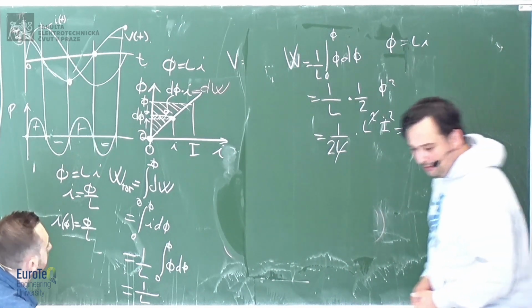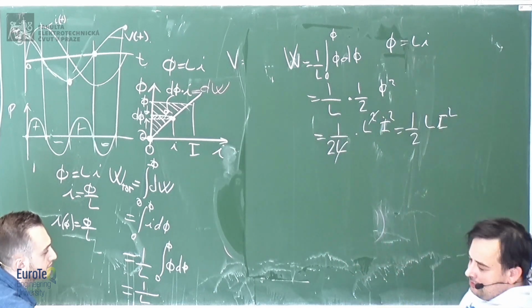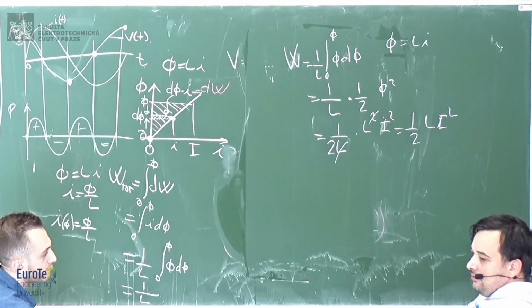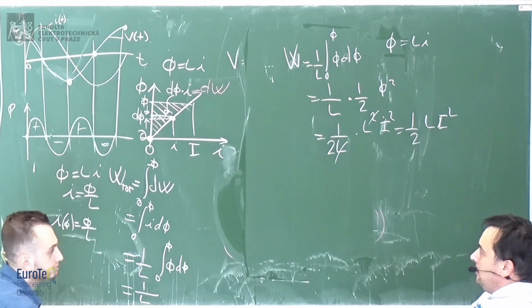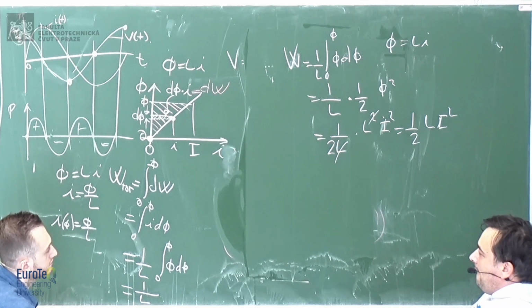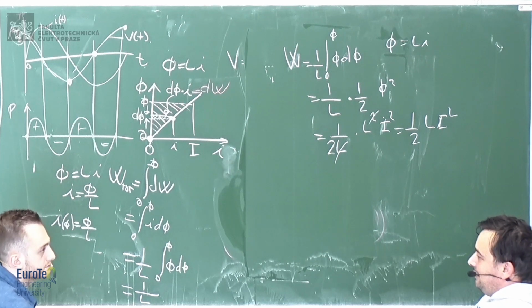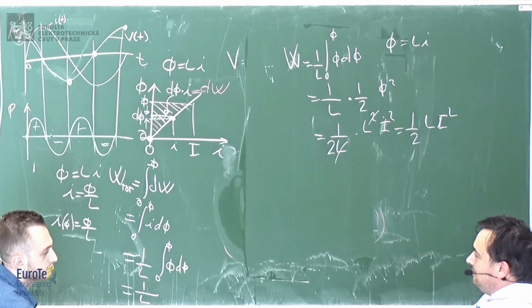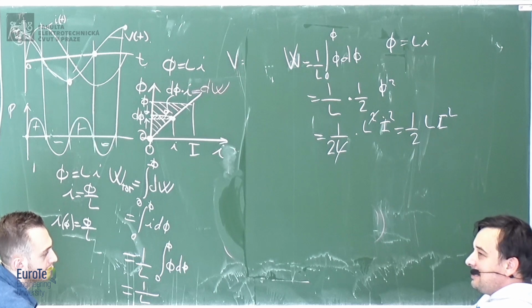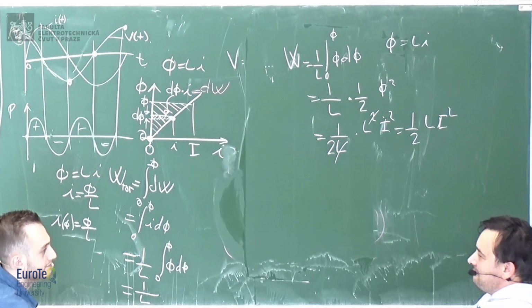I don't know why, but sometimes students have some difficulties understanding that there is some energy also in the inductor. When they see the capacitor, they say, okay, fine, I charge the capacitor, because they can see it's in between two plates. An inductor, it's like, where is it? So where is the energy?